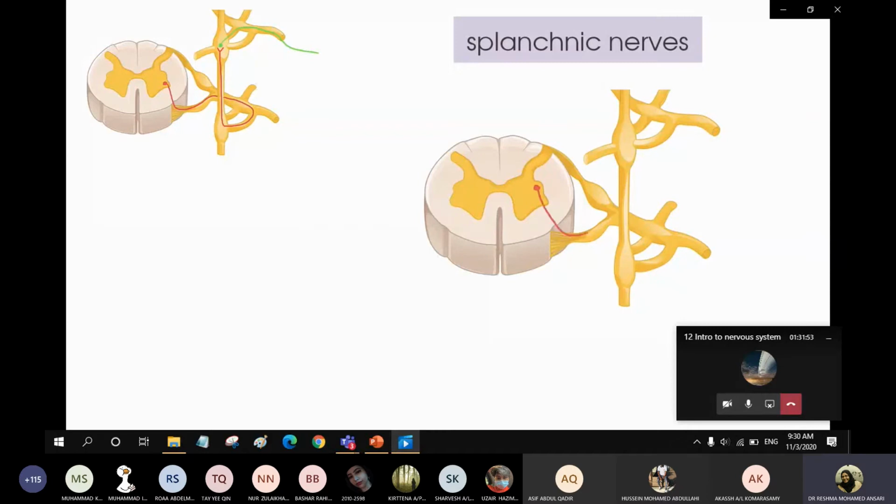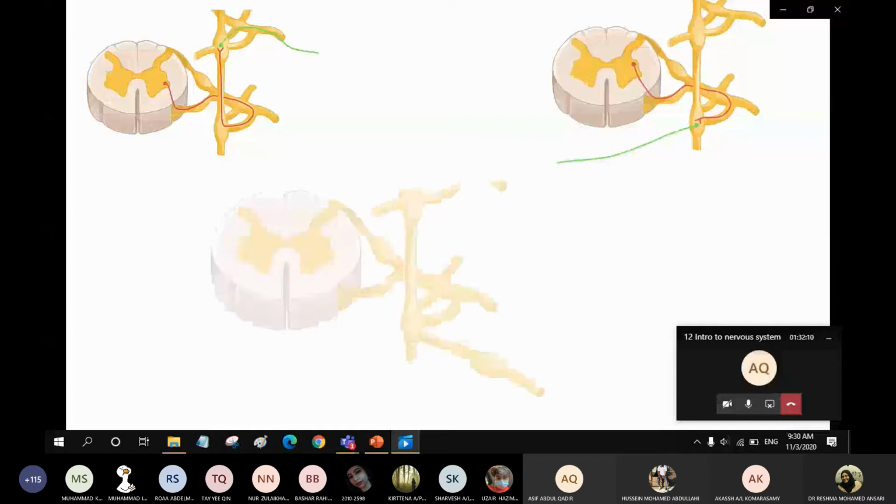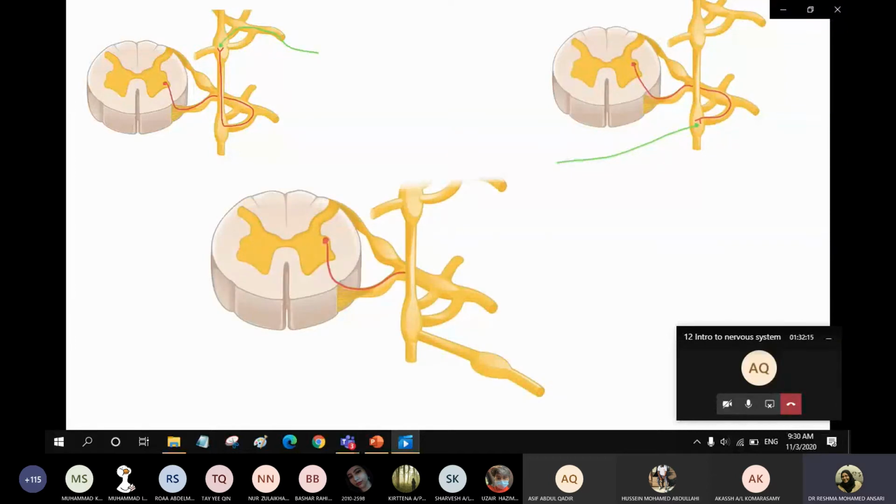Splanchnic nerves have their own nerves. They will go to the gray rami communicants. They will take a direct pathway. They will directly take a pathway and go to the cardiorespiratory organs. So the second type is the cardiorespiratory organs.